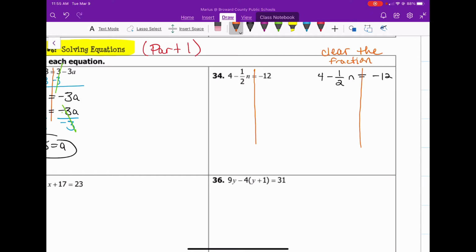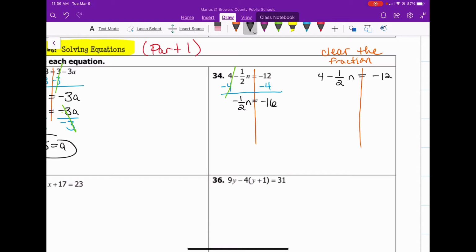If we're following our traditional rules for solving equations, the first thing we want to do is isolate the variable term. In order to do that, I'm going to move that positive 4 by subtracting it from both sides. The positive 4 and the negative 4 cancel out, and then we're left with negative 1/2 n equals negative 16. The negative 12 and the negative 4 are the same signs, and the rule is same signs you add.